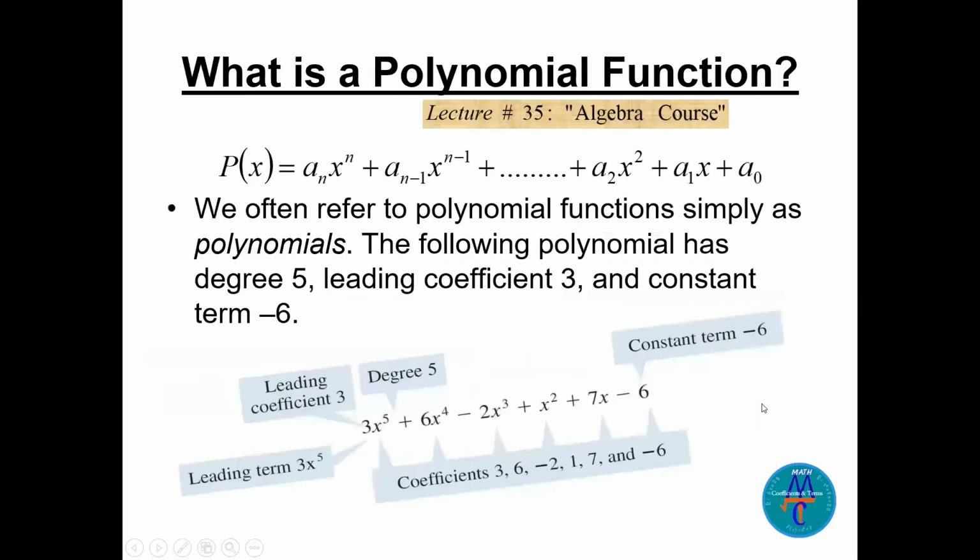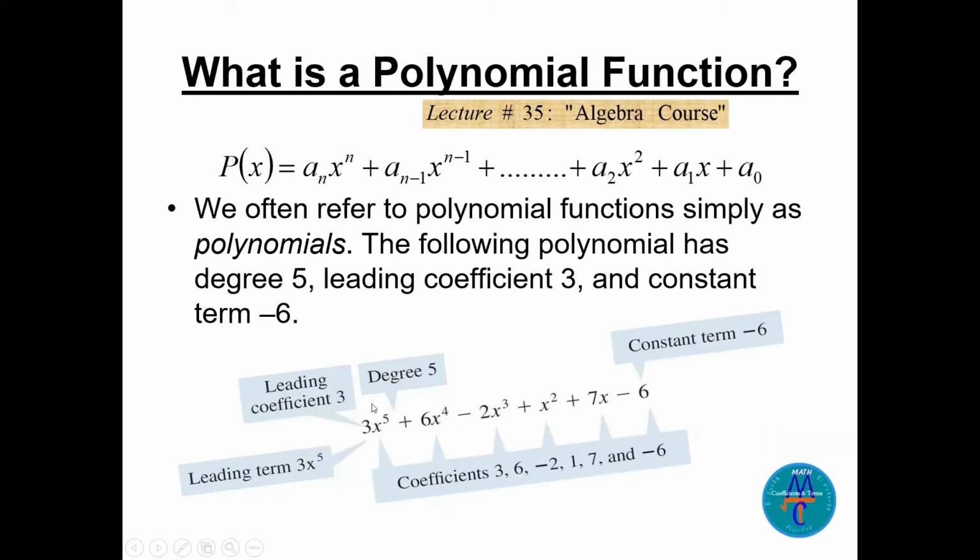Now, what is a polynomial function? This was in lecture 35 of the algebra course. This is a polynomial function. We have many terms. All these powers are positive integers. And that's one nice example here. If you look at 3x to the power 5 plus 6x to the power 4 minus 2x cubed plus x squared plus 7x minus 6, this is a polynomial function, all of this.